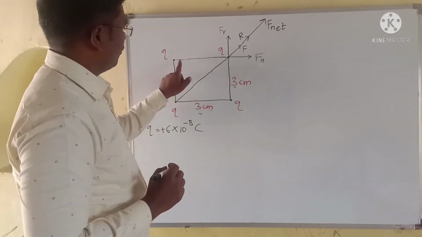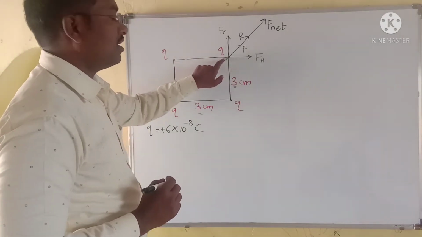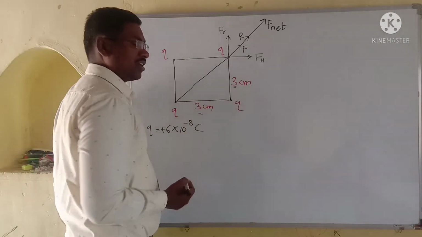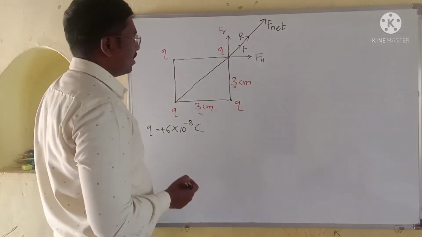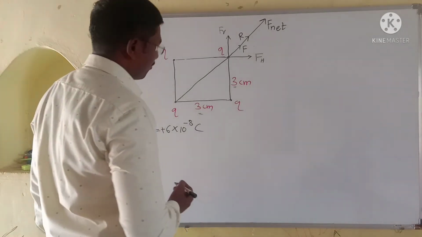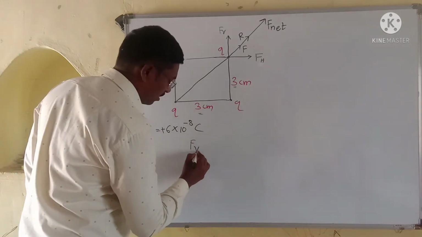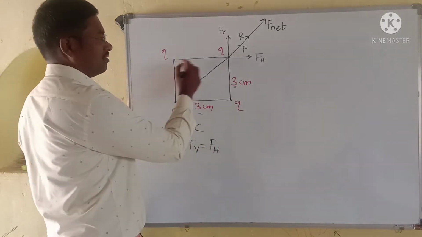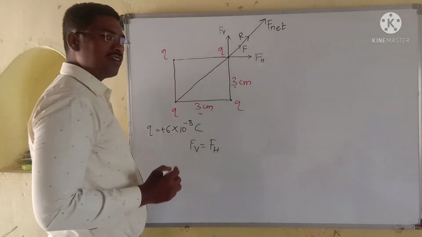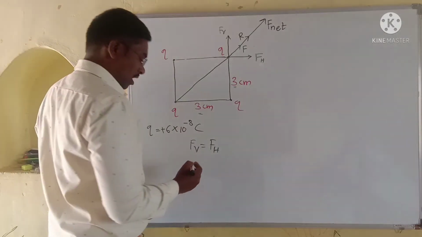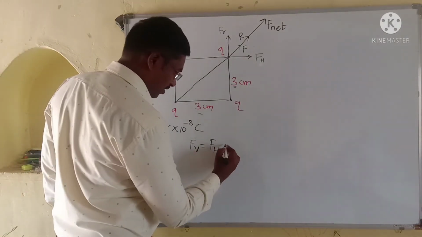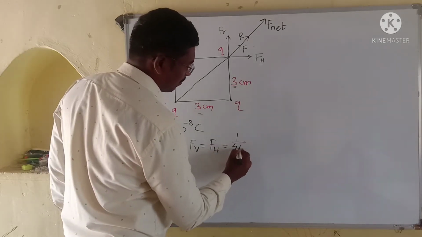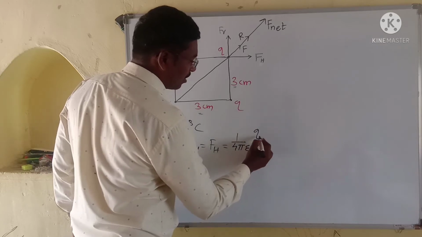These two charges are at a distance of 3 centimeter, and these two charges are also at a distance of 3 centimeter. Therefore, the magnitude of force F_V or F_H, both are the same. Distance is the same, and the magnitude of charges is also the same. Therefore, the magnitude of force is the same, and this magnitude can be calculated as 1 upon 4 pi epsilon naught Q.